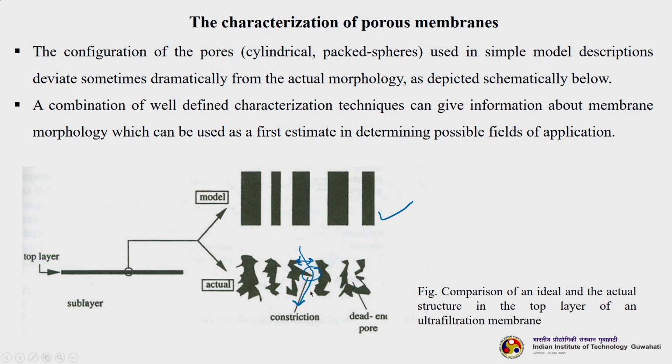If the size of the solute is smaller than this pore diameter, the solute will flow inside the pore. However, then it will come and get retained at this particular constriction, because there is a smallest constriction, and the solute is not able to permeate through that constriction.